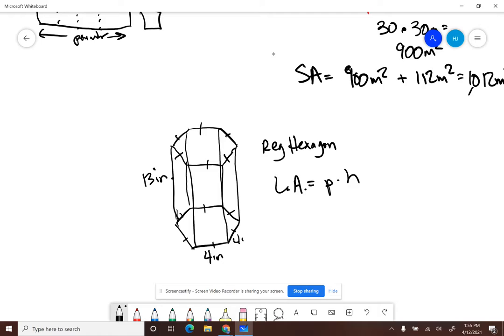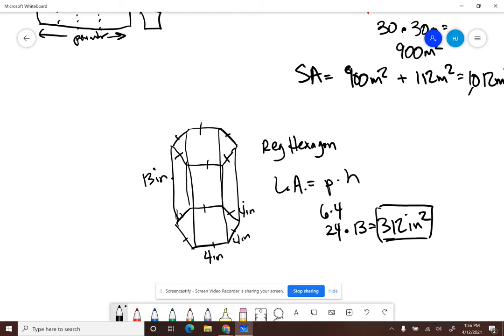In other words, all of these are 4 inches, and I have 6 of them. So the perimeter here is actually 6 times 4, which is 24, times the height, which is 13. And you notice pretty quickly I get 312 inches squared. This would be my lateral area for this particular figure right here. So again, it really helps you to be able to figure some of these out pretty quickly.